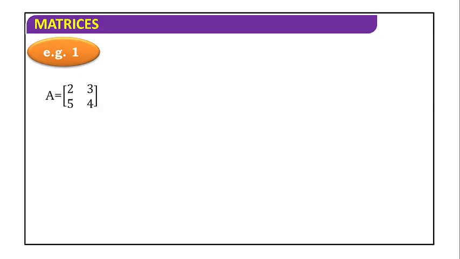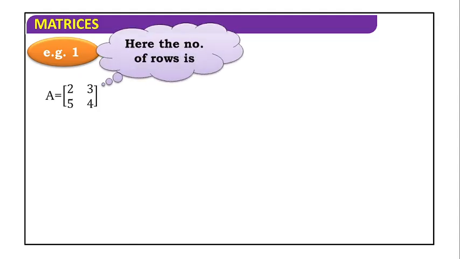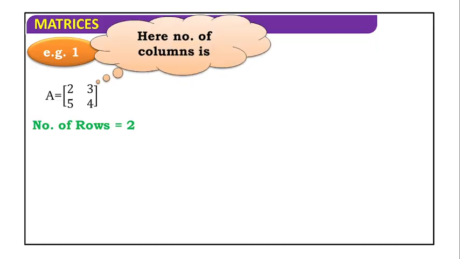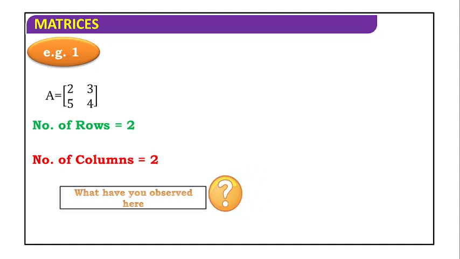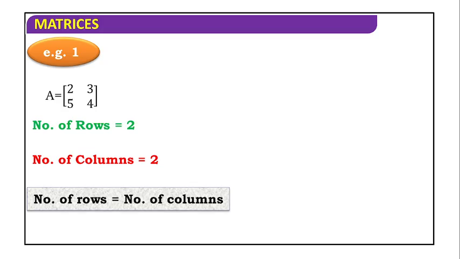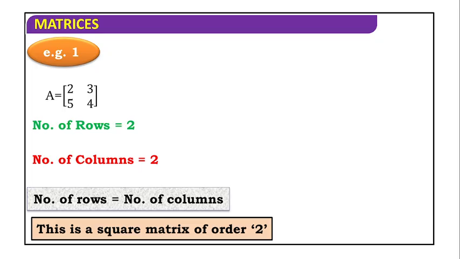A matrix A is equal to 2, 3, 5, 4. Here totally 2 rows are there and 2 columns. Then the number of columns is equal to the number of rows, then the matrix is said to be a square matrix with order 2.